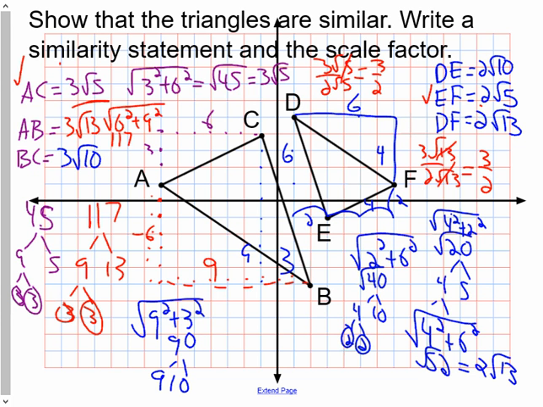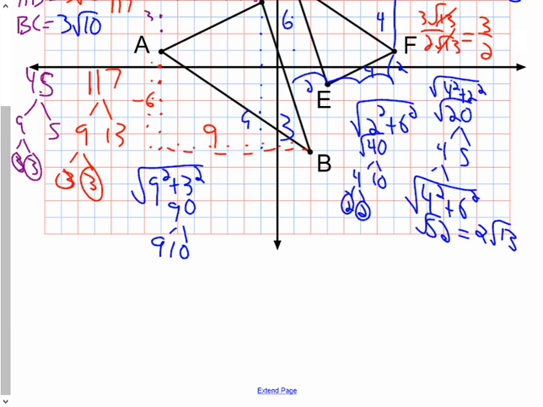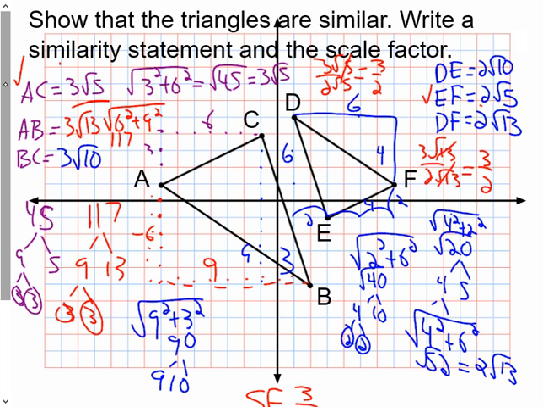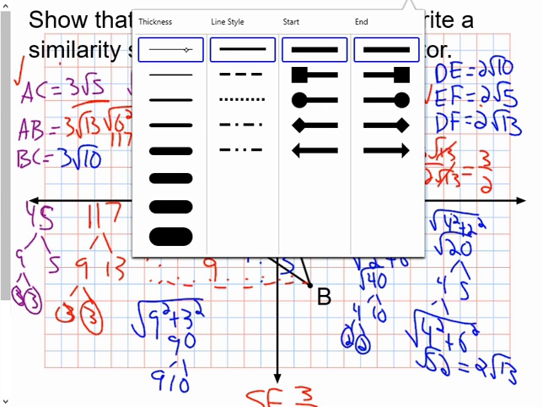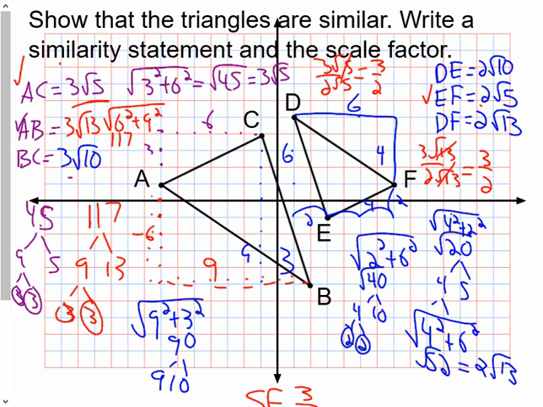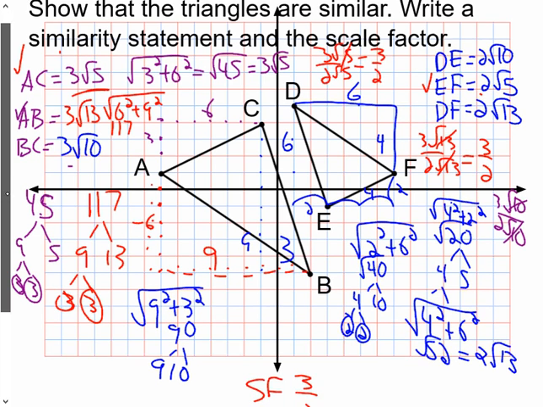And so, right, what's it ask for? Write a similarity statement. But so far we got scale factor, it's 3 to 2. We'll do the last one just for those who are like, we only did 2 of them. Yep, true, we only did 2. And then we got 3 root 10 over 2 root 10, giving you 3 to 2.